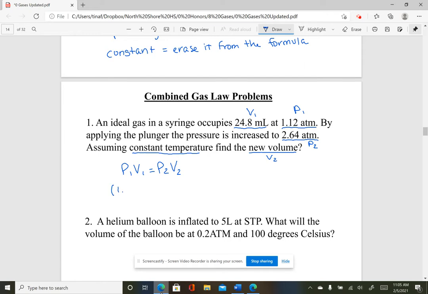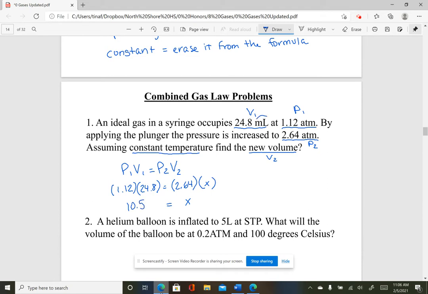All right, so let's plug in my numbers. I have 1.12 for my first pressure. I have 24.8 for my first volume. My second pressure is 2.64. Both are in ATMs, so I didn't have to do any converting. And my second volume is unknown. All right, so let's throw this in our calculator. 1.12 times 24.8 divided by 2.64. Okay, so I get 10.5, and I solved for volume.